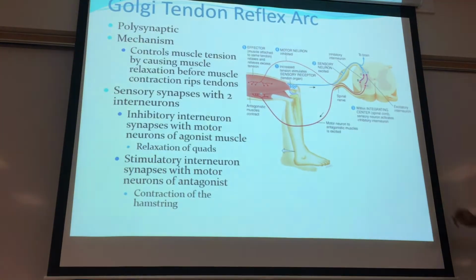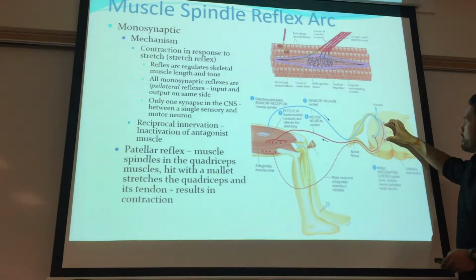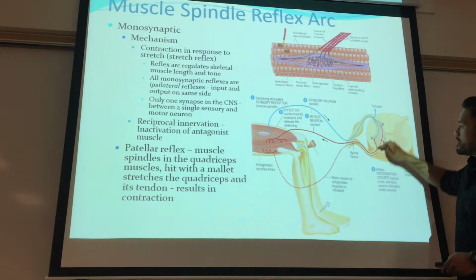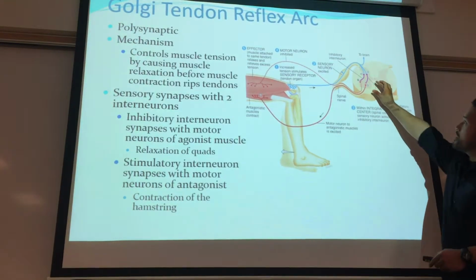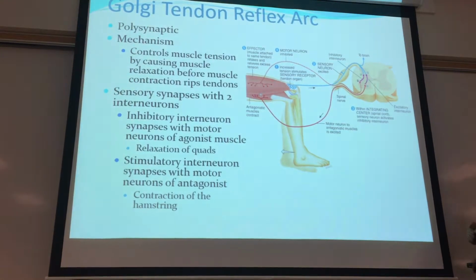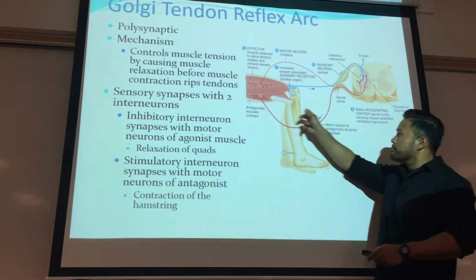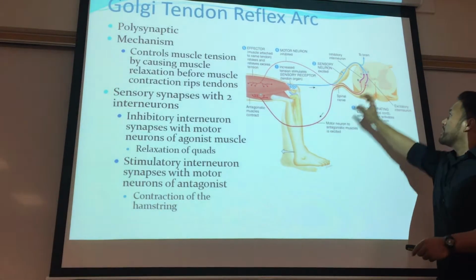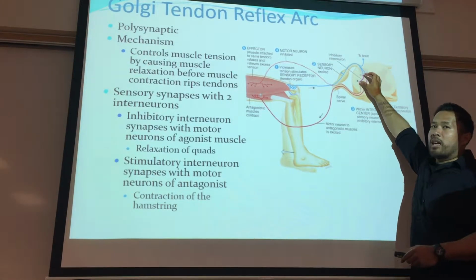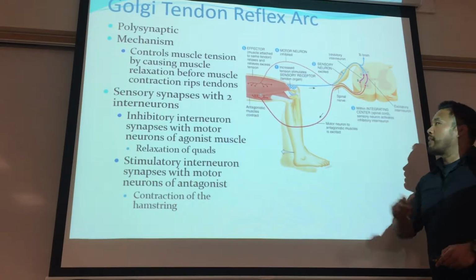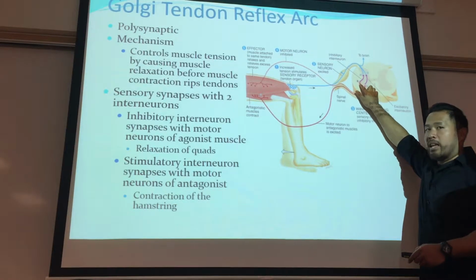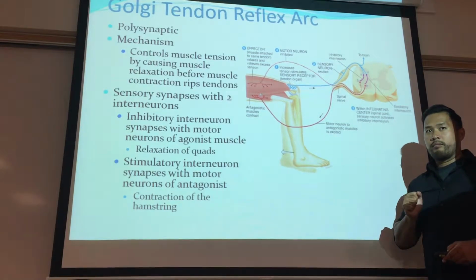Now, this portion right here, which is inhibition of the antagonist muscle, as well as the Golgi tendon organ, require two synapses. And in this case, what we're looking at is because we have an inhibitory interneuron that's involved. And that inhibitory interneuron is inhibiting that lower motor neuron.